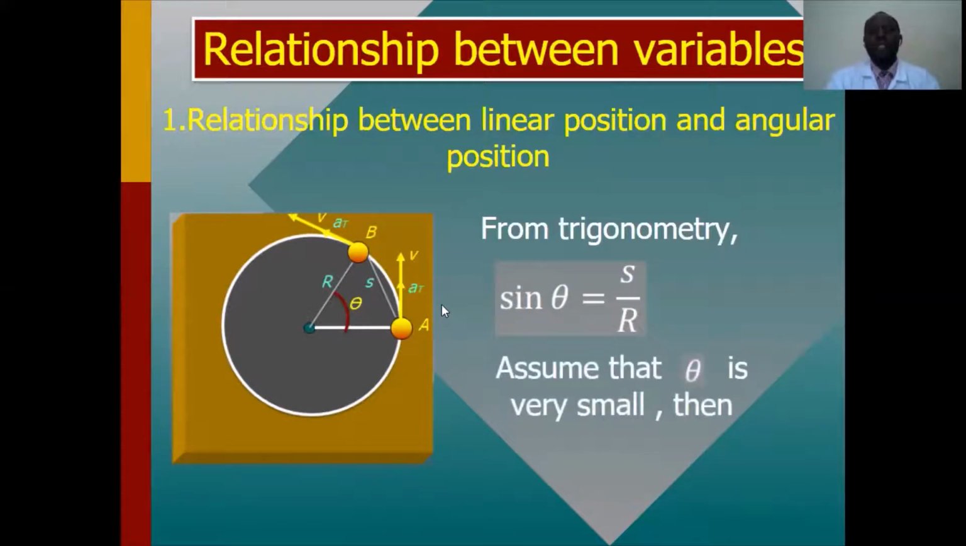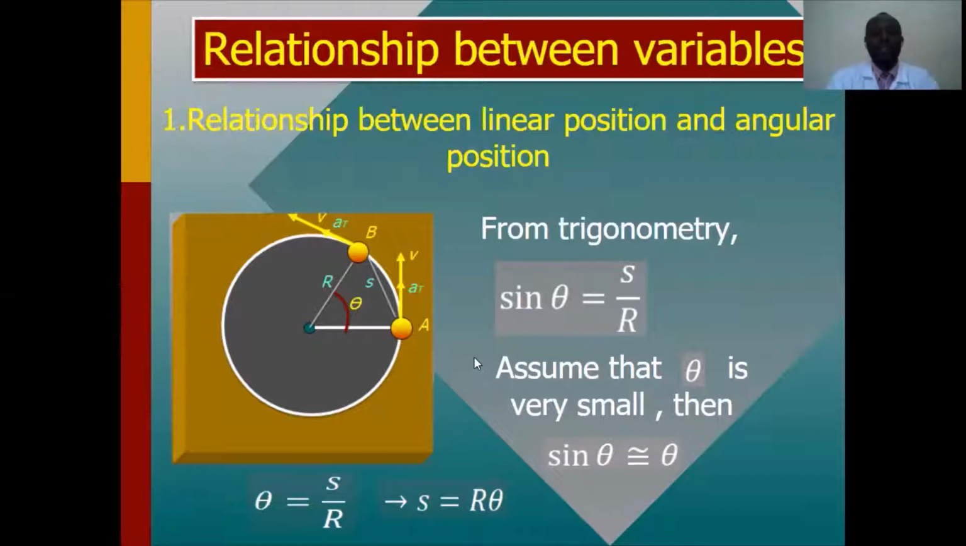Assume that theta is very small, then the sine of this angle theta is approximately equal to the angle theta. And finally, from the first definition of the sine of theta, we have theta is equal to the linear displacement s divided by radius. And finally, we have the relationship between s and theta. Linear displacement s is equal to the radius times the angular displacement theta.